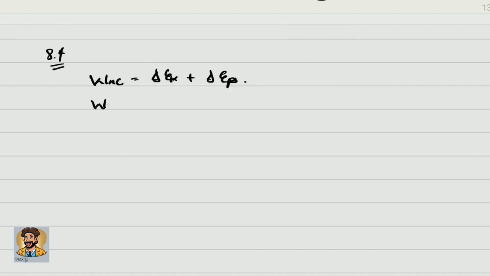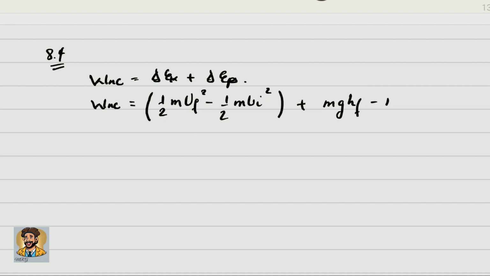We can say that the work done by the non-conservative forces is equal to half mass times final speed squared minus half mass times initial speed squared. This one is the change in kinetic energy, plus mass times acceleration due to gravity times final height, minus mass times acceleration due to gravity times initial height. Now this one seems simple, but there are kind of tricks in here. We're going to see what we have and go further on, okay?